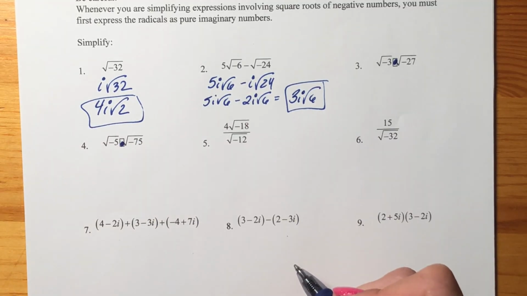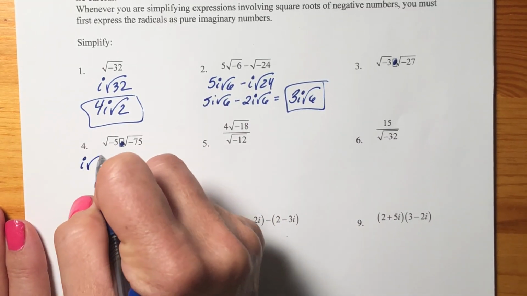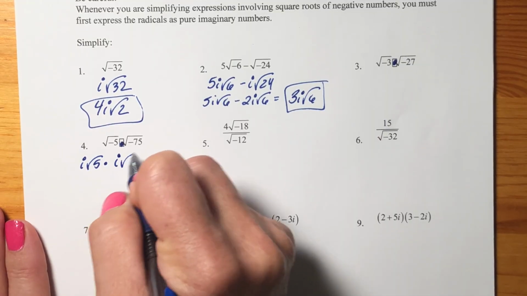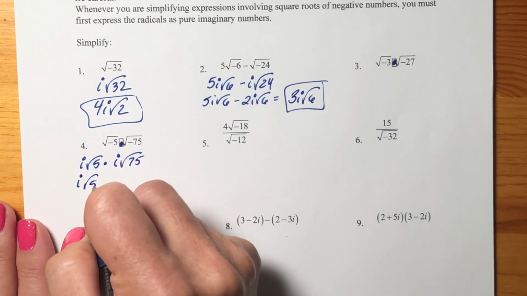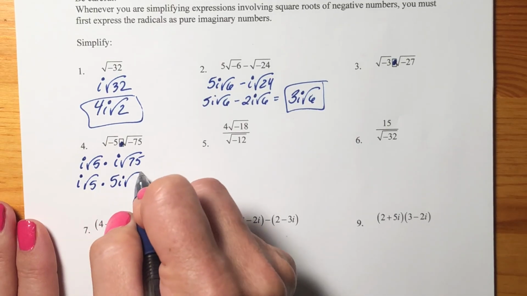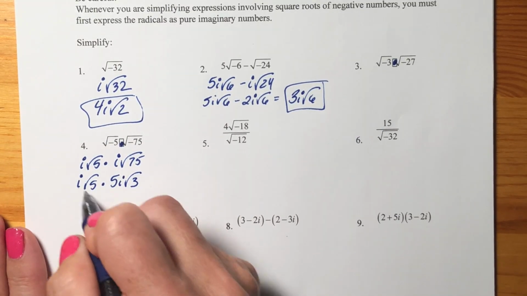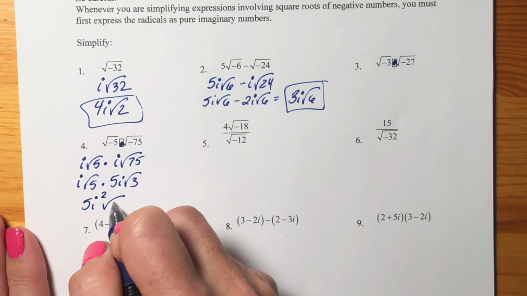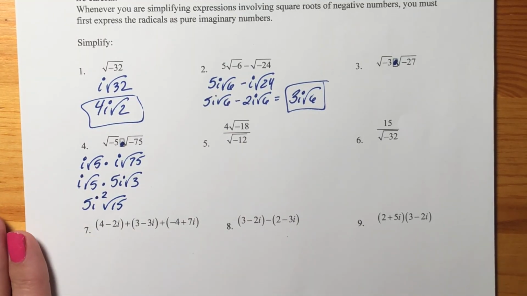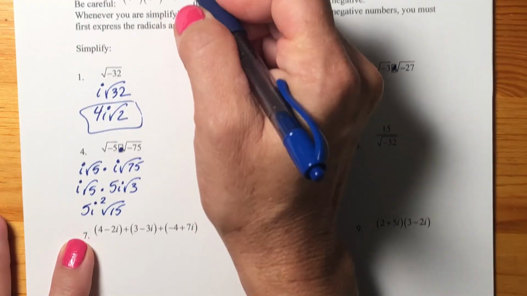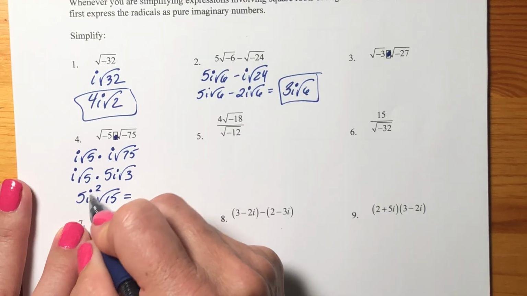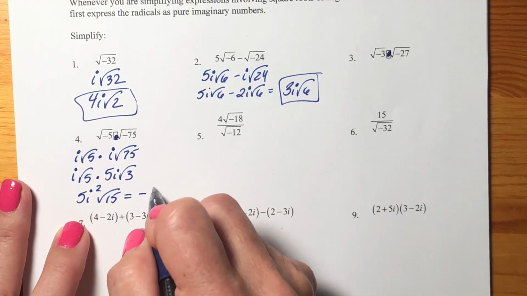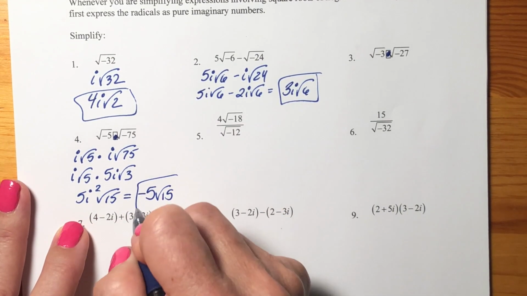So let's first take our imaginaries out. So it would be i root 5 times i root 75. Okay. Well, the square root of 75, what's that? Isn't that 5 root 3? So I have i root 5 times 5i root 3. Oh, fabulous. So I have, let's see, 5i squared root 15. Oh, I'm done. No, I'm not. i squared, I know what i squared is. Up here, i squared is -1. So I'm going to replace this i squared with -1. So it'll be -5 root 15. Okay, good problem.